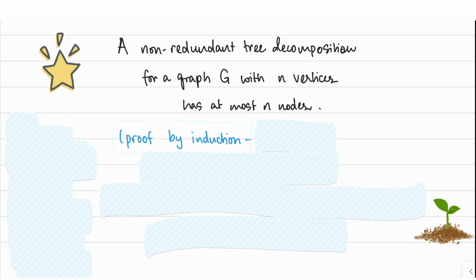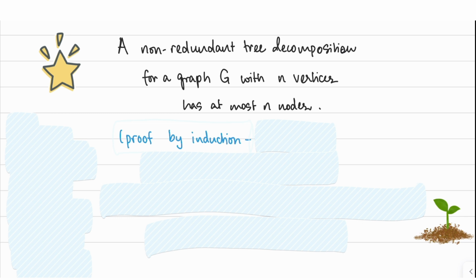As we hinted at earlier, we are going to prove this using induction. And here the natural thing to try and induct on would be n, which is the number of vertices in the graph G. Now the base case is reasonably clear. When n is equal to 1, the graph has just one vertex, and the trivial decomposition is just the one bag that contains that one vertex, and it's non-redundant, and it has just one node. So we are done. Now we can progress to stating the induction hypothesis and attempting the induction step.